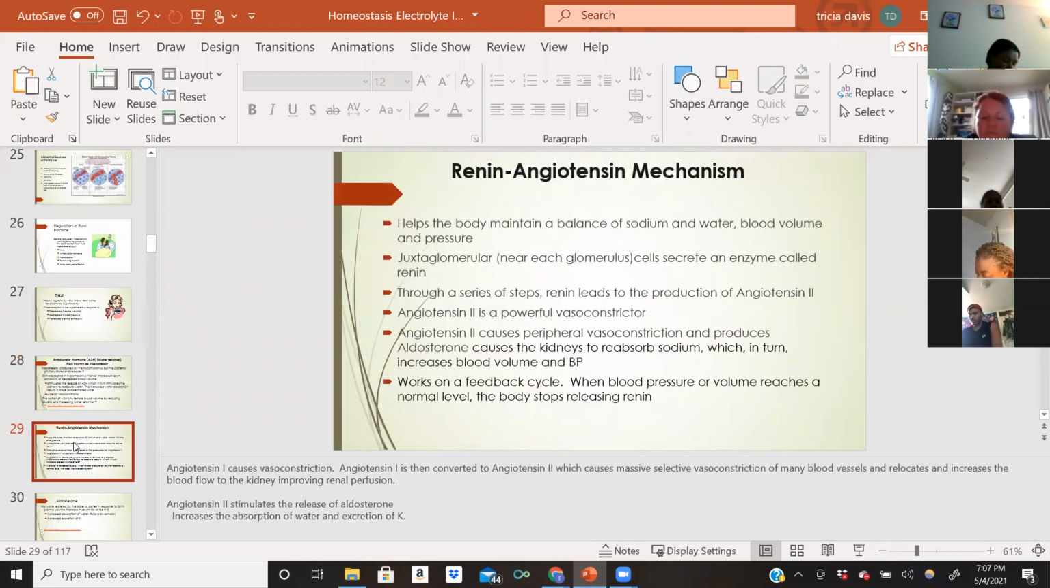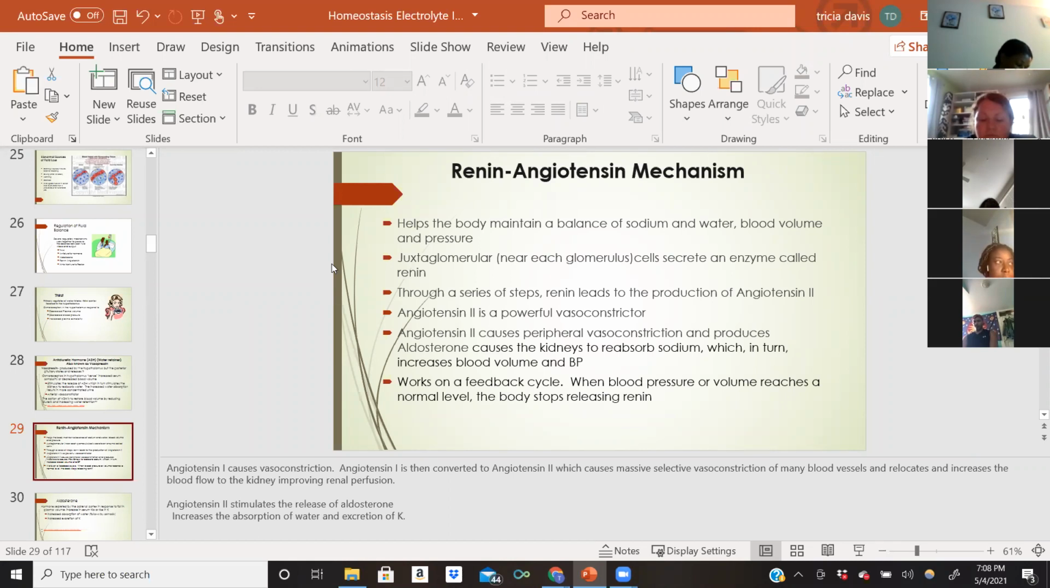All right, so that's ADH. So next we have what we call the renin-angiotensin system. This mechanism helps the body maintain a balance of our sodium, water, blood volume, and our pressure. So we have our juxtaglomerular cells, which are near the glomerulus. They secrete an enzyme called renin. Through a series of steps, renin is going to lead to the production of angiotensin 2.